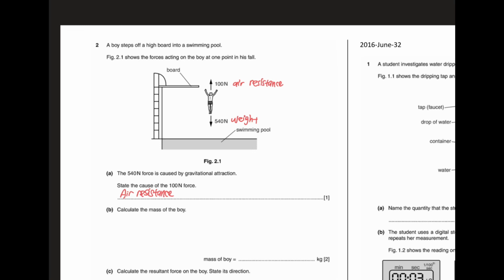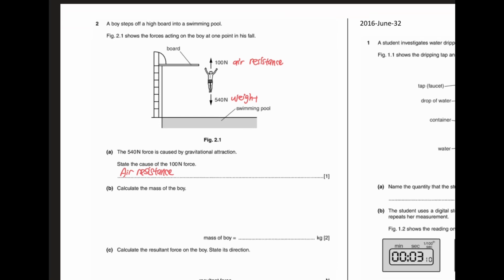Calculate the mass of the boy. So we have to use the formula. Weight equals mg. Writing down the formula, you will get 1 mark. Then you substitute values: 540 equals m times g, and g is 10. Then you get m equals 54 kg. Then you write 54 here. So the answer 54 will give you the second mark.